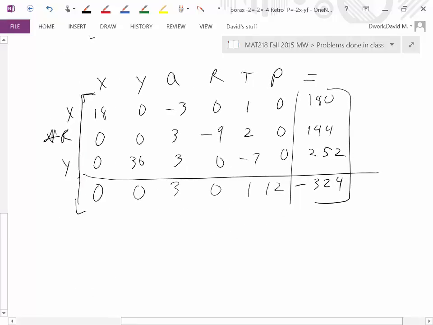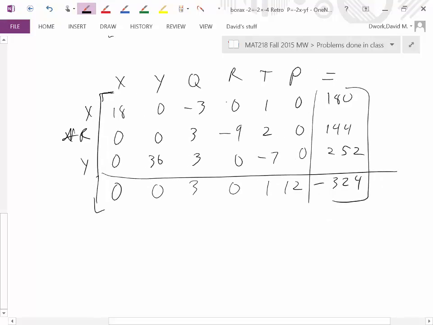We have one starred row, so let's look for our largest positive number in that row. That would be the Q column. So in the Q column, now we're going to look for our largest positive ratio. So 180 divided by negative 3, while that is whatever it is, we don't care, it's negative. So then what we can do is do 144 divided by 3, and we have 252 divided by 3. Without doing any real thinking, we know that's the smaller number. So therefore, we're going to pivot there.